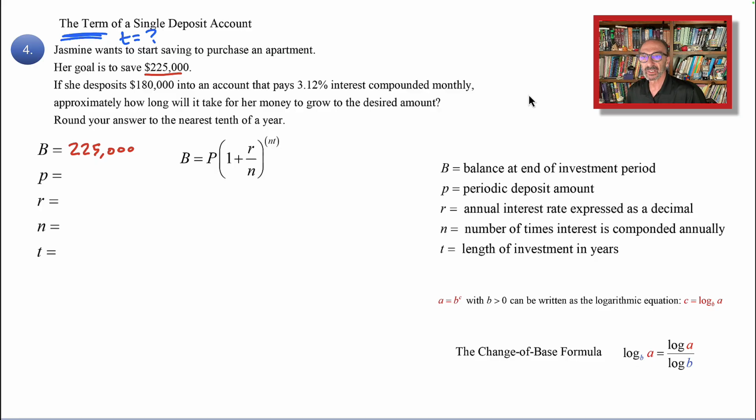If she deposits $180,000, that's the principal, into an account that pays 3.12%. So the interest is 0.0312 to grow to the desired amount. Approximately how long? That is T, question mark. It will take for her money to grow to the desired amount. Round your answer to the nearest tenth of a year.